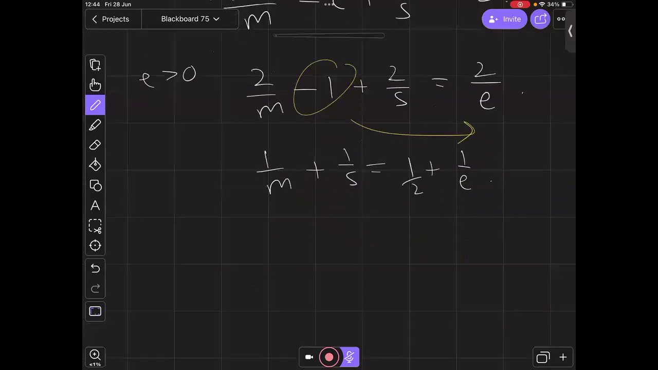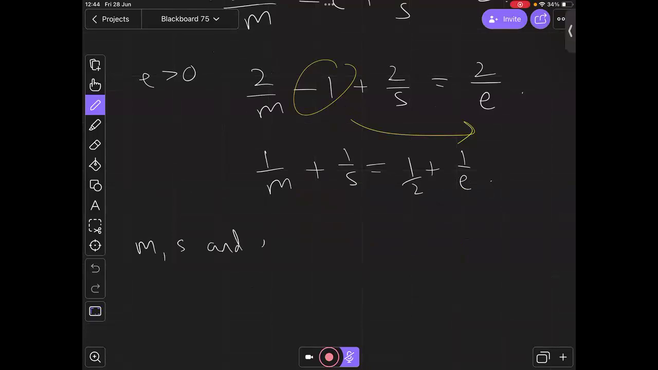Okay. So here's what we know. M, S, and E are positive integers. You all agree with that? E is the number of edges. S is the number of edges around a face. And M is the number of faces meeting at a vertex. So these are all positive integers. They can't be fractions or irrational numbers or anything like that. They're just positive integers, yes? They also cannot be negative. Do you agree with that? Yeah, sure.